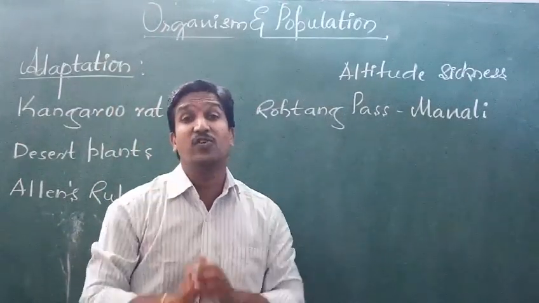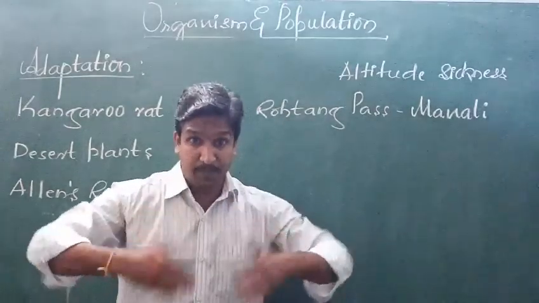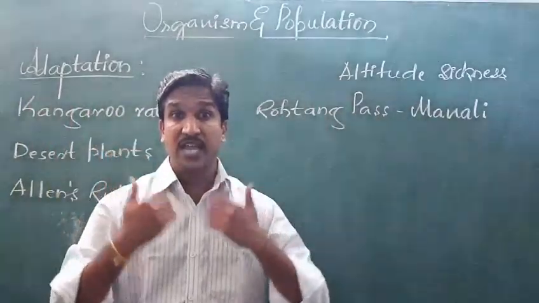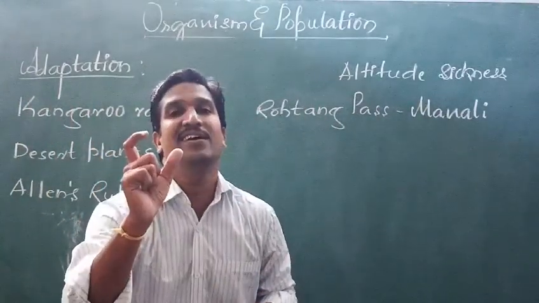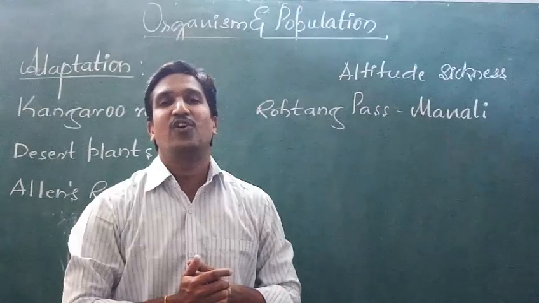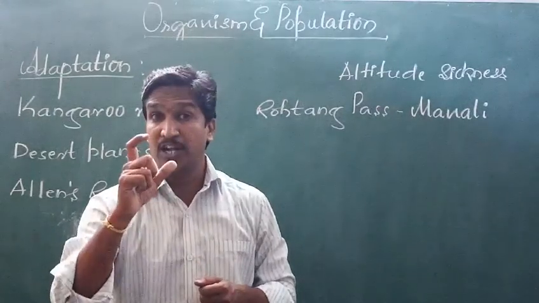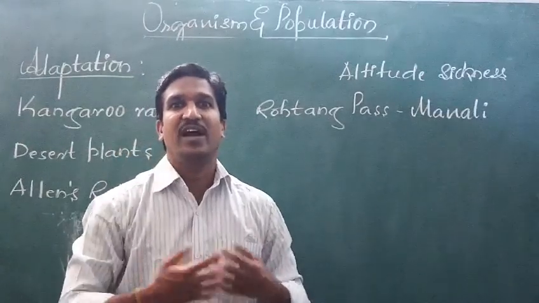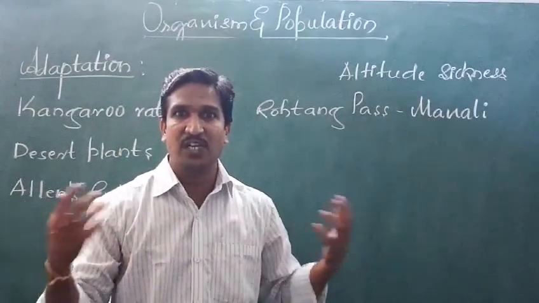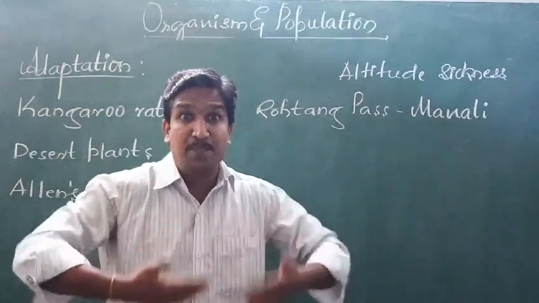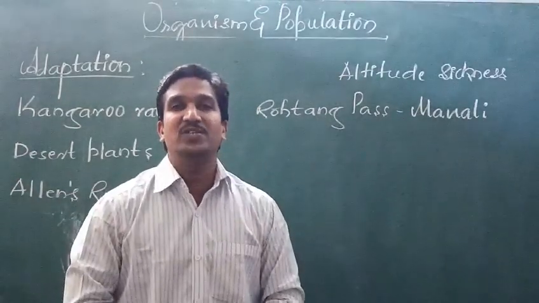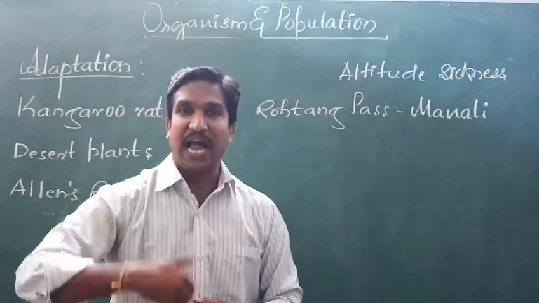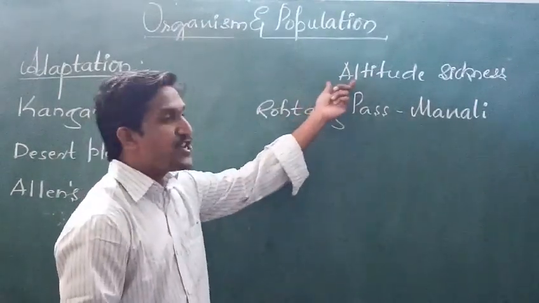When availability of oxygen decreases, your rate of respiration increases. When you take 1 liter of air, hardly 10 ml of oxygen is available. 990 ml of other gases will be there. Only 10 ml of oxygen, and our body needs maximum oxygen. At that time, the body produces RBCs to meet the oxygen level. So that is called altitude sickness.